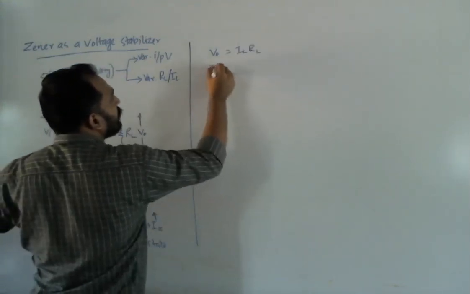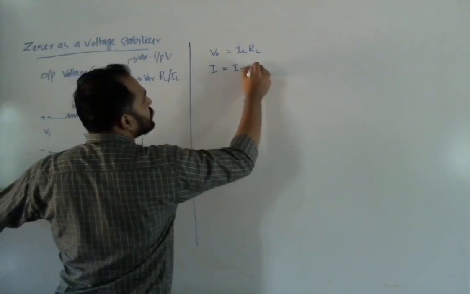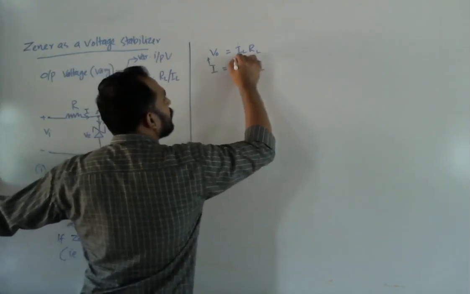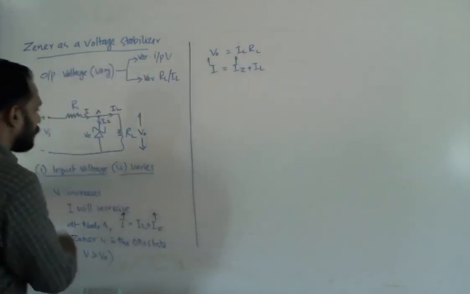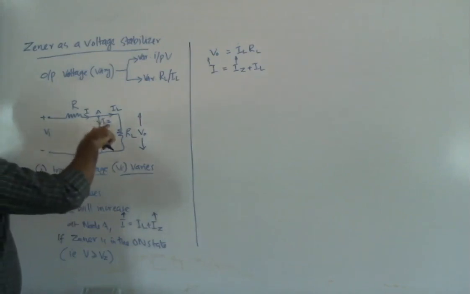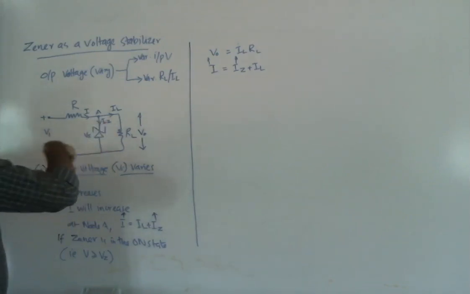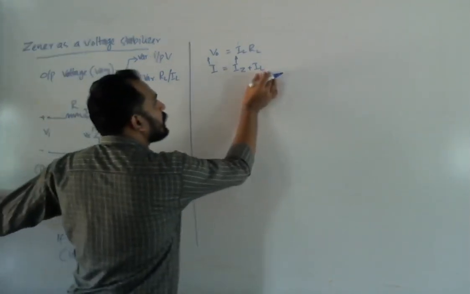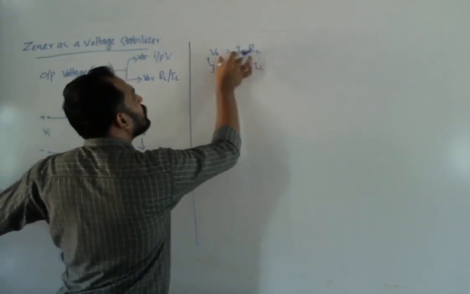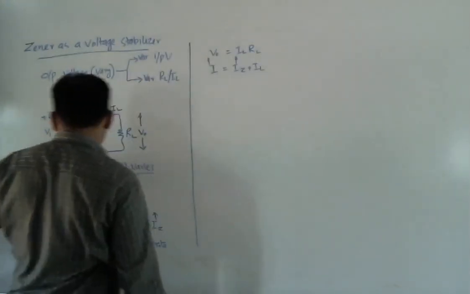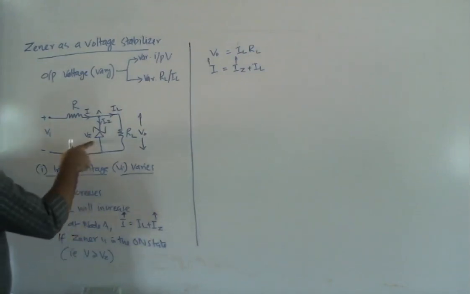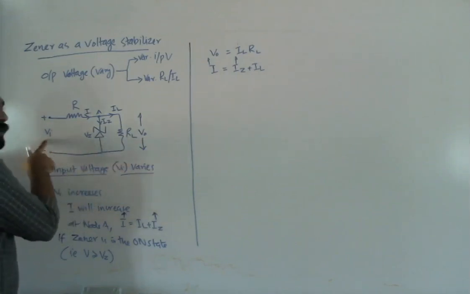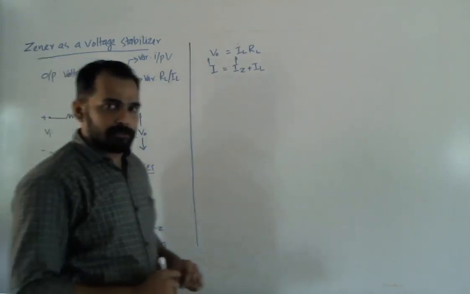I is equal to IZ plus IL. When our current I increases, the corresponding Zener current will increase because the Zener is in the breakdown region. So extra current will flow through the Zener, so that the load current remains the same. IL remains the same, which means the voltage V0 remains the same. This is how a Zener makes the output voltage constant irrespective of the variations in the input voltage.